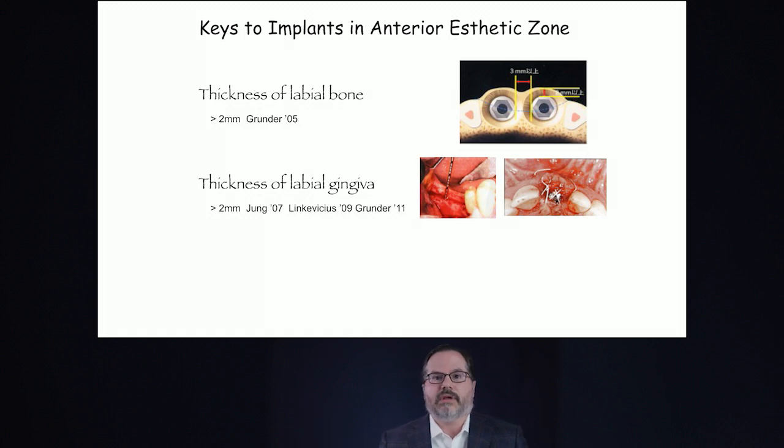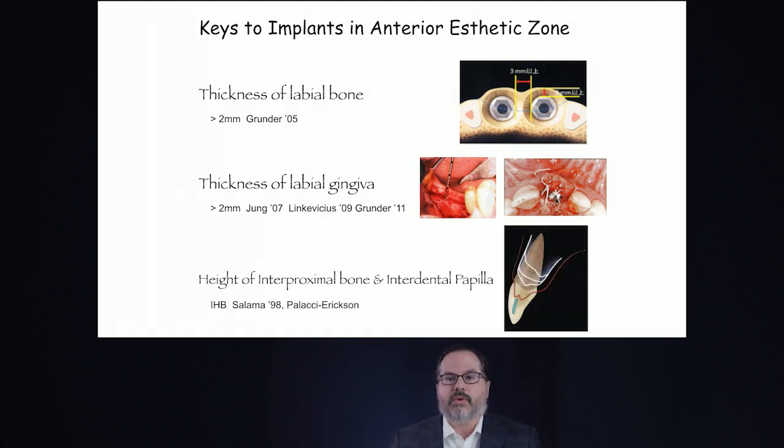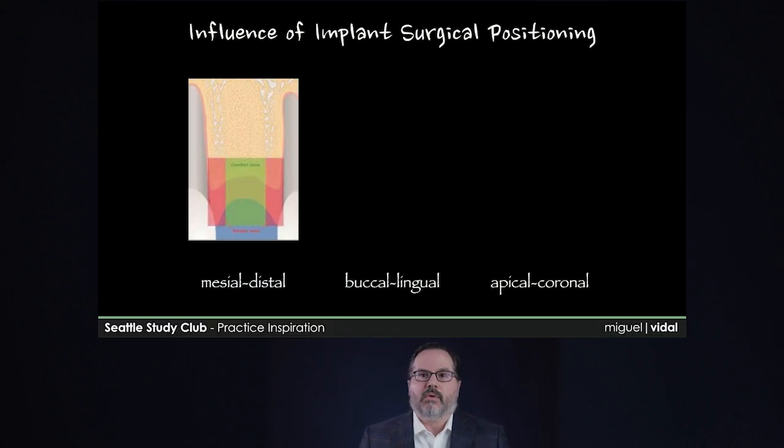And the third key would be the height of the interproximal bone and how it relates to the interdental papilla and the absence or presence of that papilla. When we talk about the surgical positioning of the implant, we need to evaluate 3 different planes. The first one would be the mesial distal plane. In this case, we want to stay at least 1.5 millimeters away from the body of the implant to the root of the neighboring tooth. The more we encroach on that space, the more we increase our risk of losing bone on the aspect of that natural tooth, and then the papilla will leave with that area.